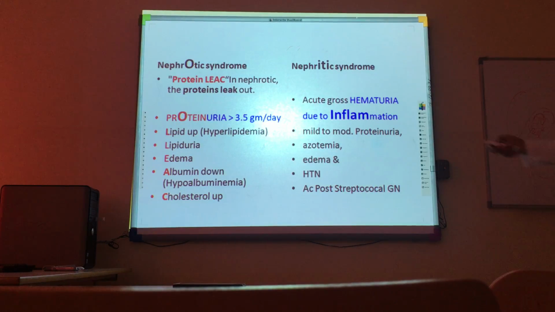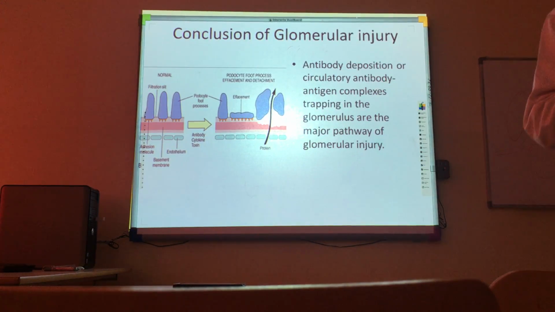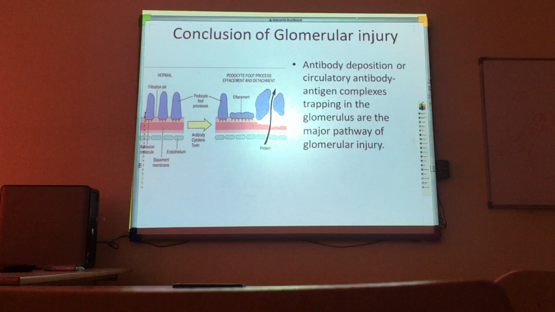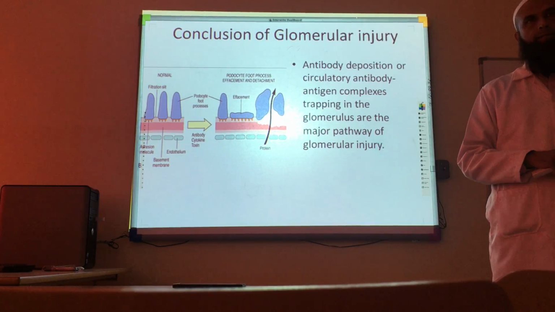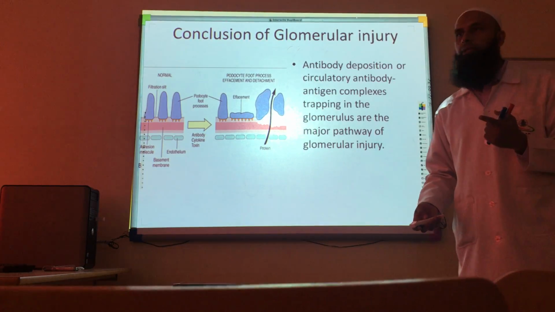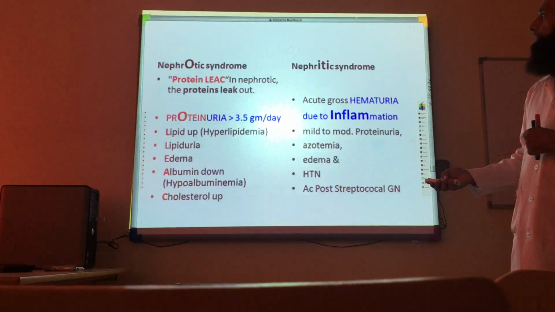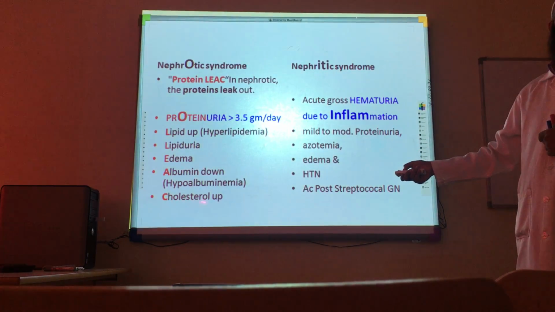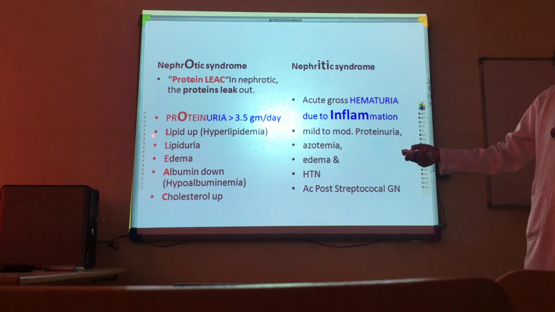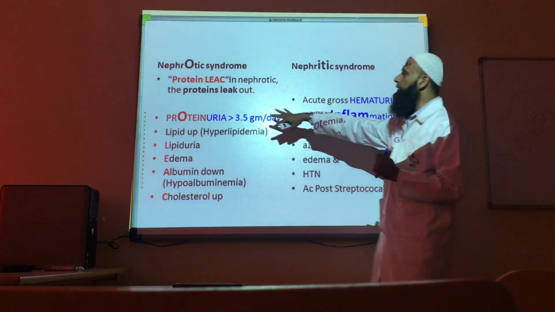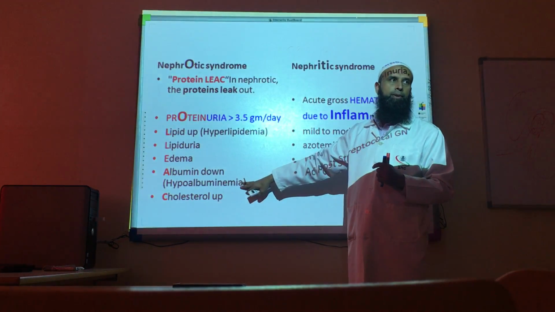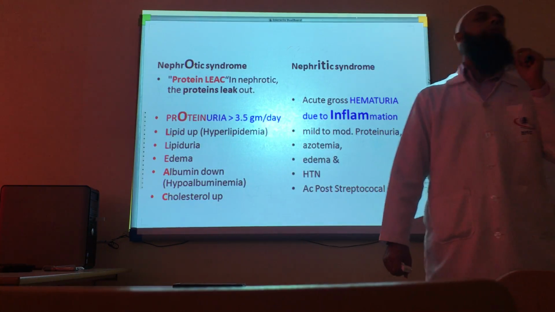Okay, who will tell me the points of nephrotic? Number one, proteinuria, then hyperlipidemia, lipiduria, cholesterol up, edema. And A for albumin: albumin down, or hypoalbuminemia. So these are the features of nephrotic syndrome. But if you forget other things, you should never forget these two things: proteinuria and hypoalbuminemia. This is the major thing for nephrotic syndrome.